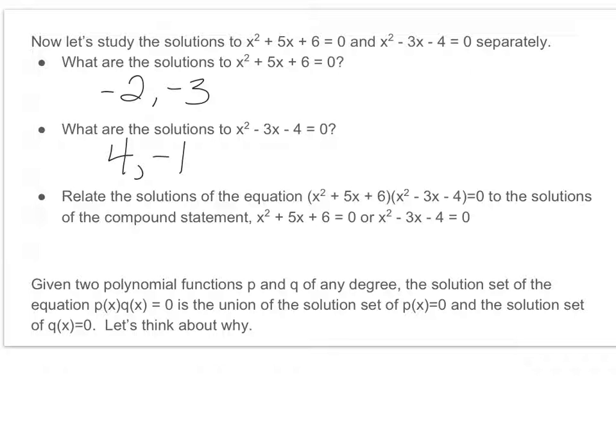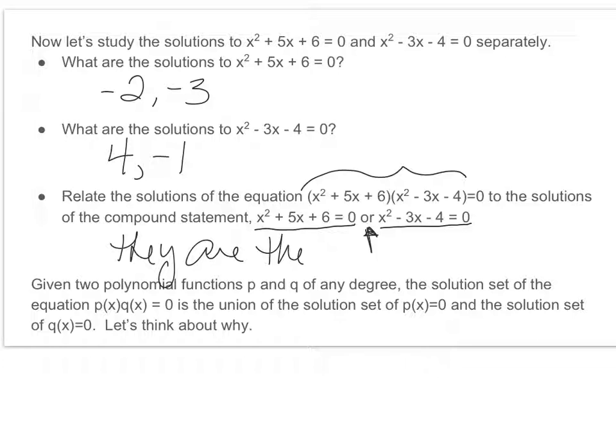Relate the solutions of the equation x squared plus 5x plus 6 times x squared minus 3x minus 4 equals 0 to the solutions of the compound statement: the one polynomial equals 0 or the other polynomial equals 0. This is the product of. Here we're going to do an or statement. So the solutions, they are the same. The solutions that we get from the product here or the separate ones here are the same.